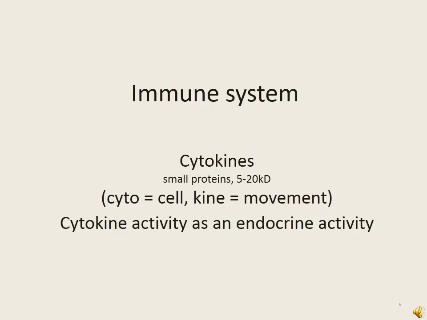For the immune system, in this lecture we will concentrate just on the cytokines, which are small peptides with a molecular size of just 5 to 20 kilodaltons. The meaning of cytokine: cyto means cell and kine actually means movement, okay? And we will learn later that cytokine activity acts as endocrine activity.